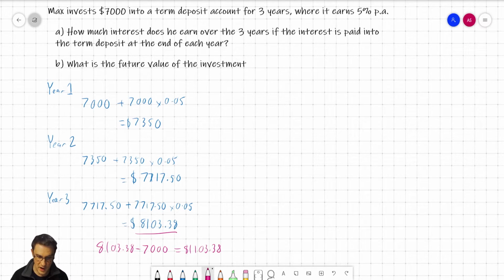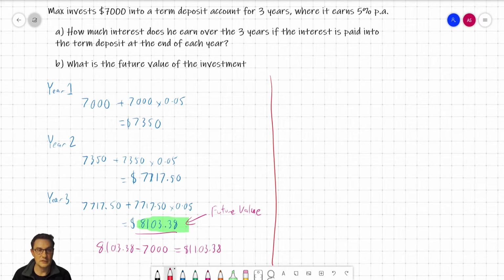Now for part B, we're asked what's the future value of the investment. Well, we've already calculated that because that's the interest plus the principal we started with at the beginning. So that's just going to be this amount here. So this is what the future value is at the end of those 3 years.